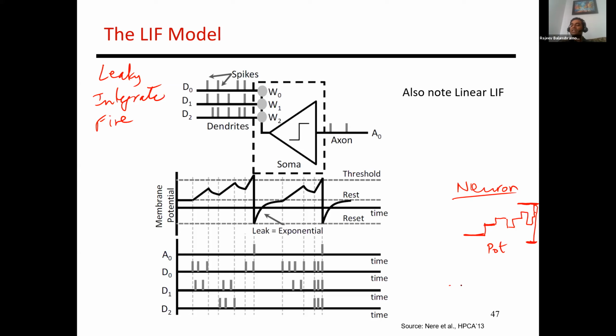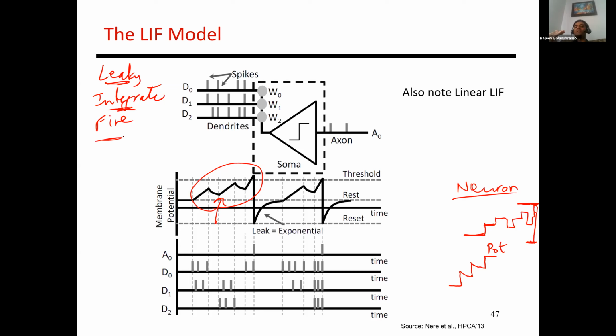So the realistic curve is, yes, your potential goes up, but then it starts to leak away. Then you get the next input spike, your potential goes up, then it starts to leak away, then you get the next input and so on, right? So it looks closer to what I've shown over here, where every input spike increases the potential, but while you don't receive spikes, the potential starts to leak away exponentially. Okay, so that's why this is called a leaky integrate and fire, right?